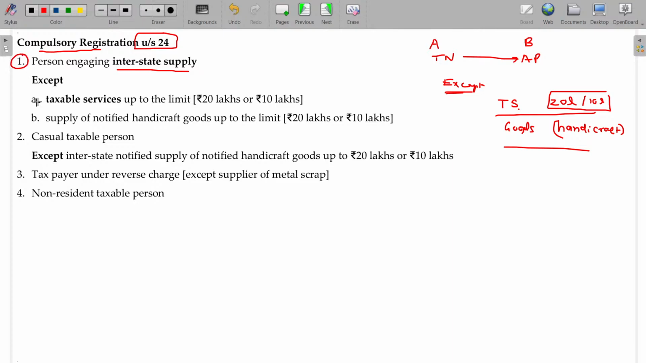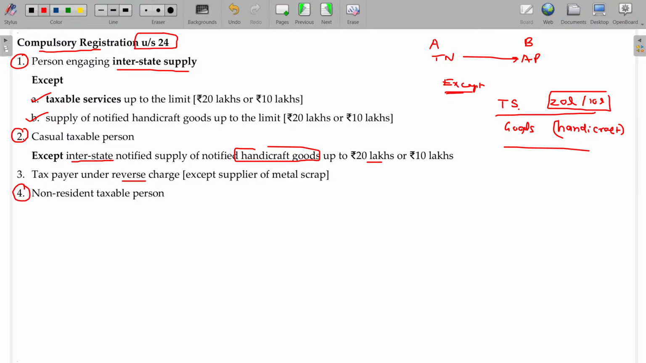Number 1. Taxable service up to a limit of 20 lakhs or 10 lakhs. Supply of notified handicraft goods up to a limit of 20 lakhs and 10 lakhs will be applicable. Second, if you are a casual taxable person, you have to register yourself except for interstate notified supply of handicraft goods up to 20 lakhs and 10 lakhs, not required. So, in case of a casual taxable person, if you are rendering taxable supply, of course, registration is a must. But in case of goods, especially notified handicraft goods, 10 lakhs and 20 lakhs limit will be there. 20 lakhs is for general states and 10 lakhs is for MMMT states. And the same will be applicable for the NRTP.